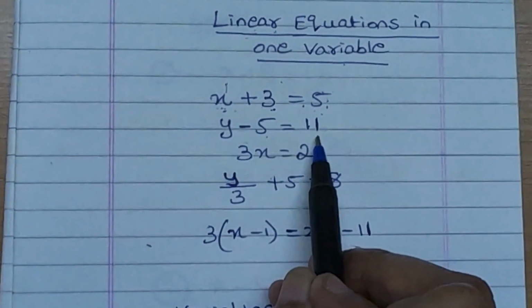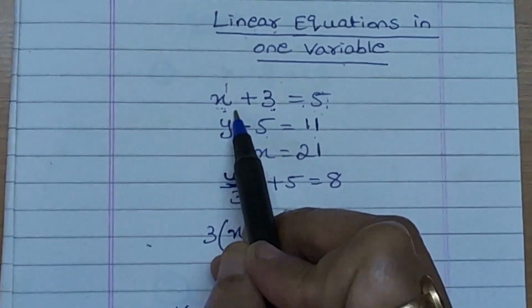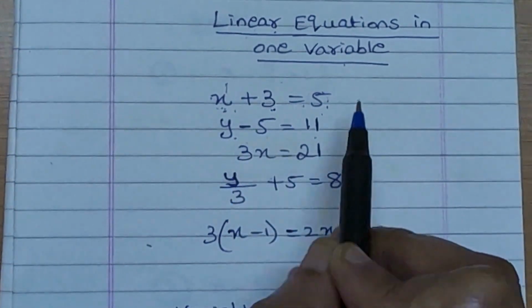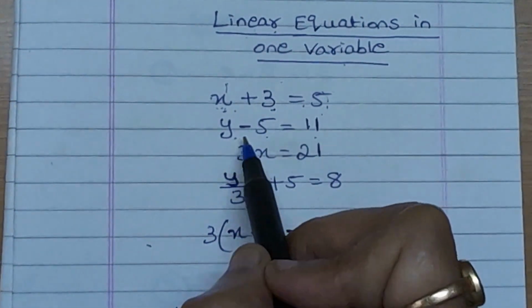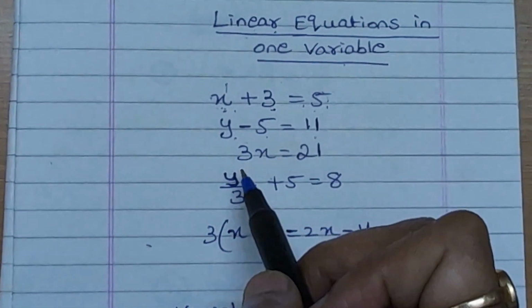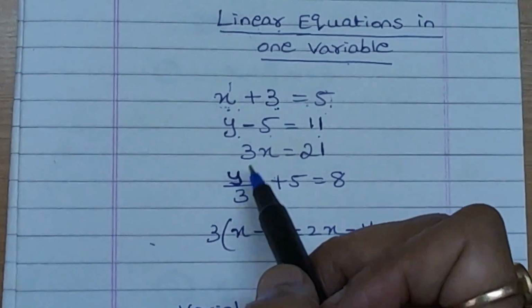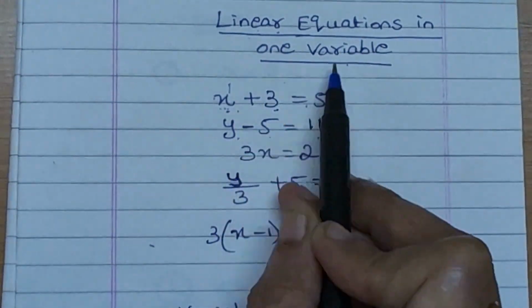Y minus 5 equal to 11. Again, here variable is y and its degree is 1. So highest power of the variable, if it is 1, then that is called linear equation. If highest power of the variable is 2, then that is called quadratic. If the highest power is 3, then that is called cubic. So in 7th standard, you just have to do linear equation, means power of the variable is 1.